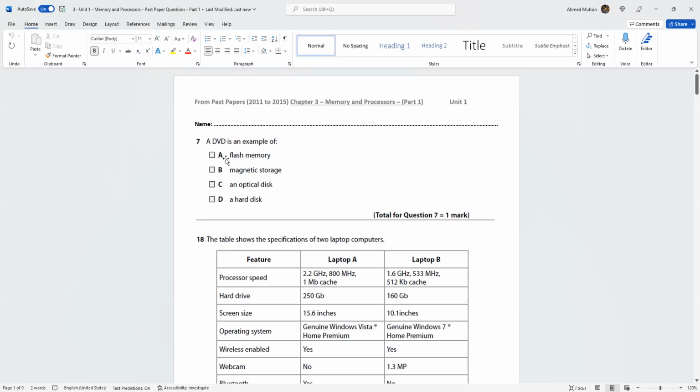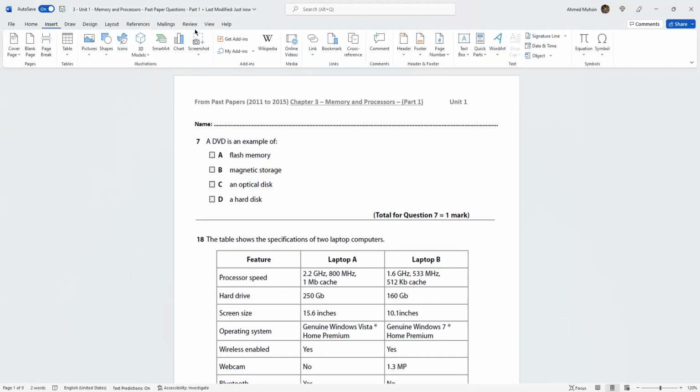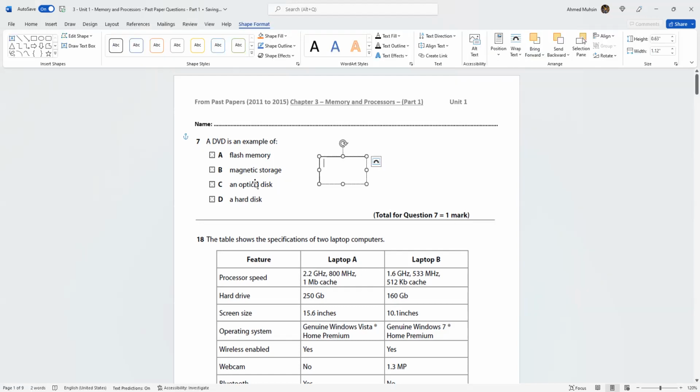In the first one, a DVD is an example of, and I'll be using a text box to type my answers. A DVD is an example of optical disc. Flash memory is a pen drive, and magnetic storage is going to be a hard disk. So the answer will be optical disc, answer C.